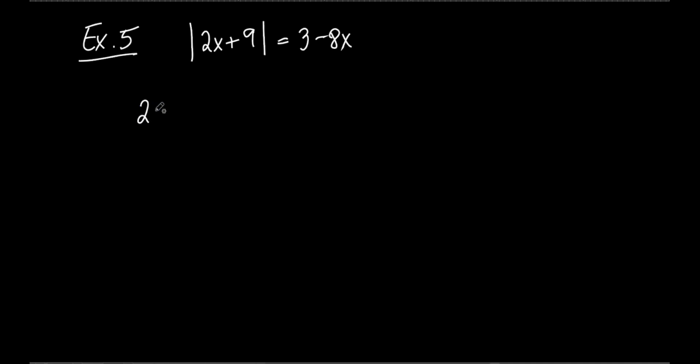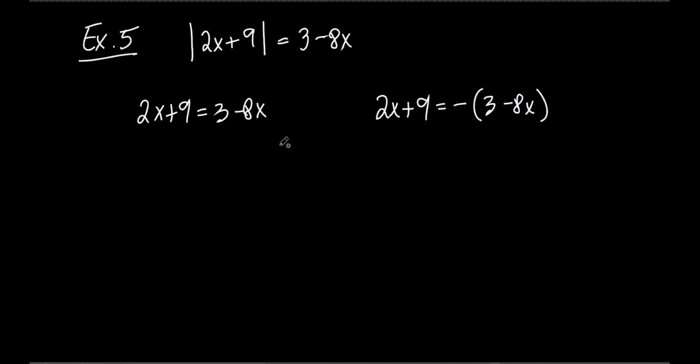All right? So what do we have here? I got 2x plus 9 equals 3 minus 8x. So the first one, I don't change anything. I just get rid of the absolute value. This one, I got 2x plus 9 equals what? What do I do to that right side? I got to take the negative of it, right? So, yeah. And then on this one, let's just do it real quick. Plus 8x, that's 10x, equals, subtract 9, that's negative 6. Divide by 10, that's what? Negative 3/5. Yeah?